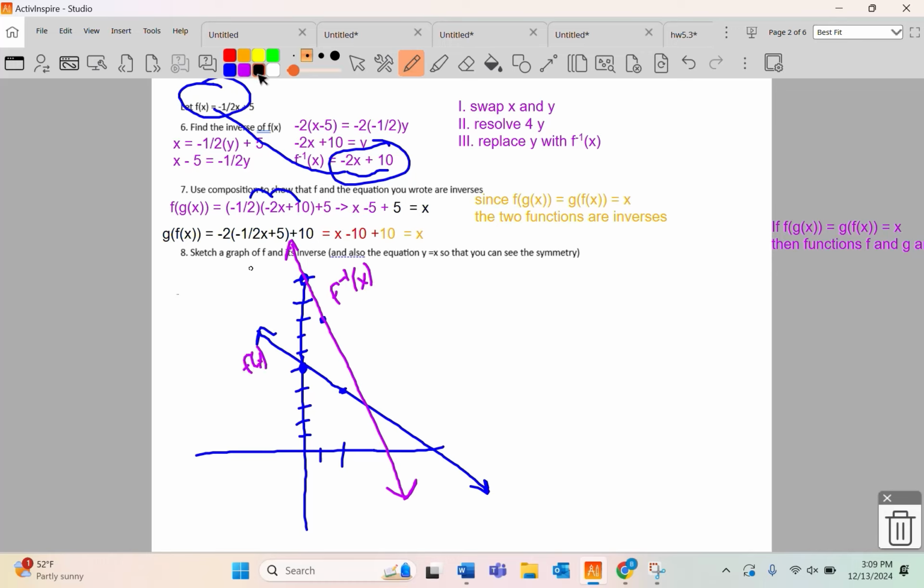Then you're also supposed to do that line of symmetry, which is y equals x. It's centered at 0, 0. It contains 1, 1. And there we go. There's y equals x, my line of symmetry.